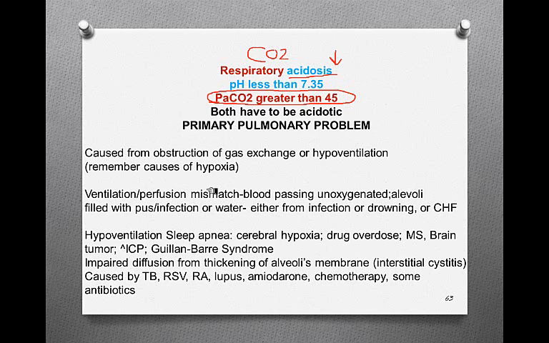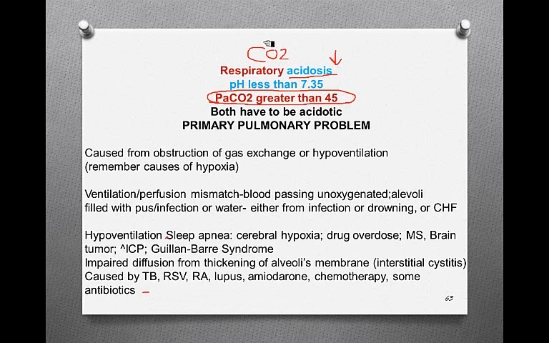And ventilation perfusion mismatch could cause it from unoxygenated alveoli filled with pus or infection, either from infection or drowning, CHF, pneumonia. You could have a hypoventilation syndrome from sleep apnea, cerebral hypoxia, drug overdose, MS, brain tumor, increased intracranial pressure, Guillain-Barré syndrome. You could have impaired diffusion from thickening of the alveoli membrane, caused by TB, RSV, rheumatoid arthritis, lupus, amiodarone, chemo, antibiotics, COPD.